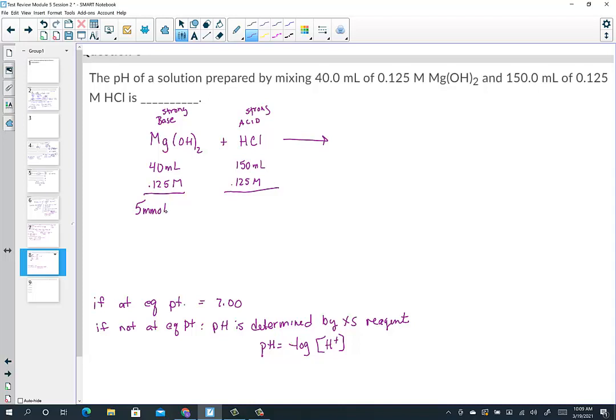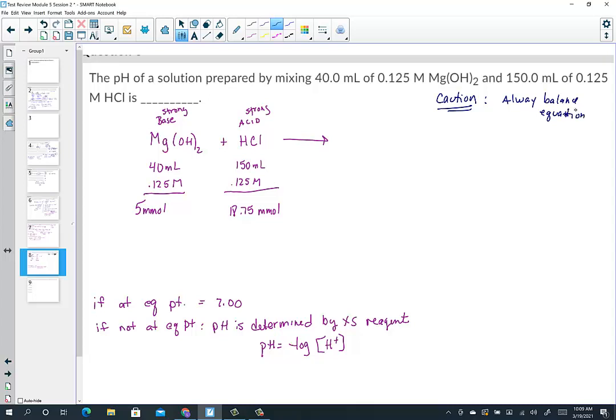and 150 times 0.125 is 18.75 millimoles. Now this is my caution. Always start with a balanced equation. What do you notice?